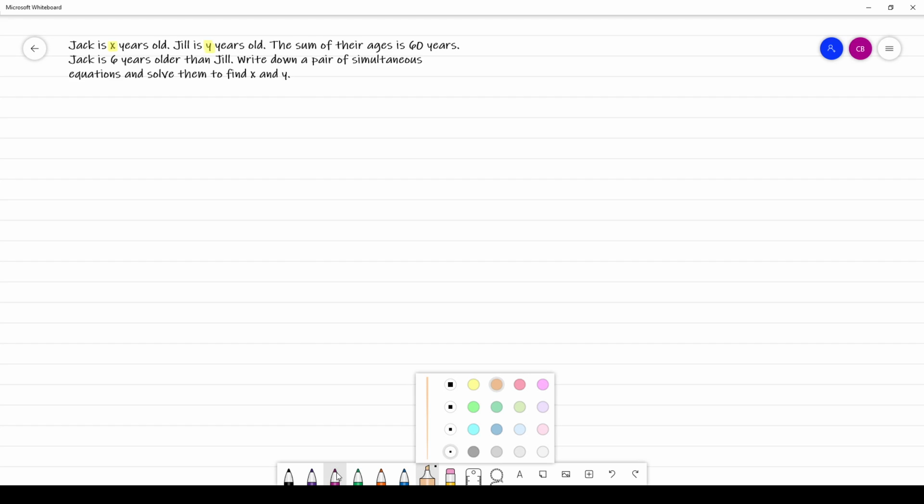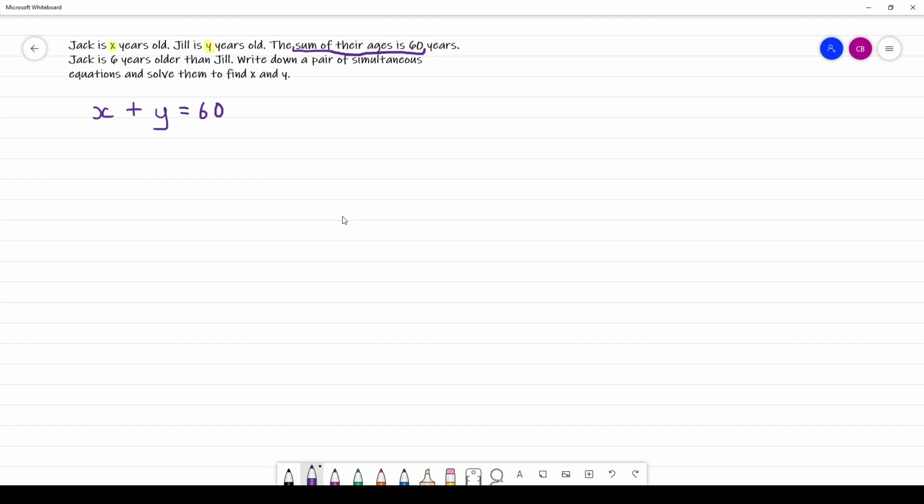So the first equation, let me use purple. It says that the sum of their ages is 60. So the sum. So we know Jack is X and Jill is Y. And the sum is 60. And the sum, that just means plus. So that's our first equation we can use.